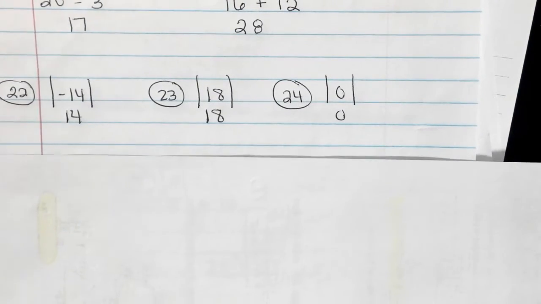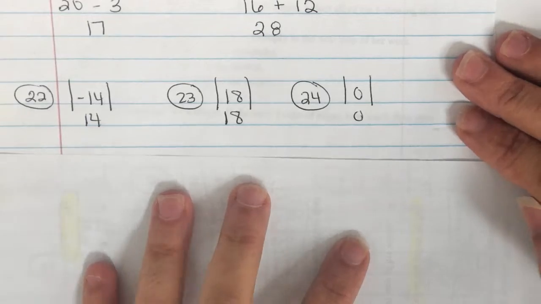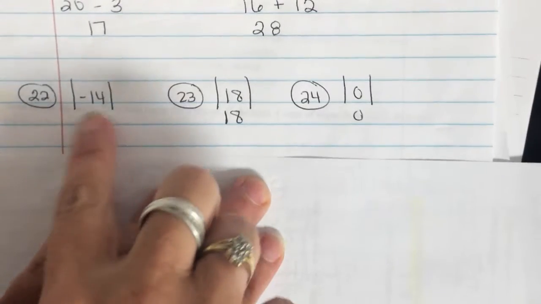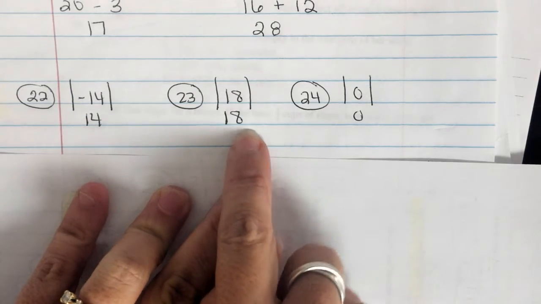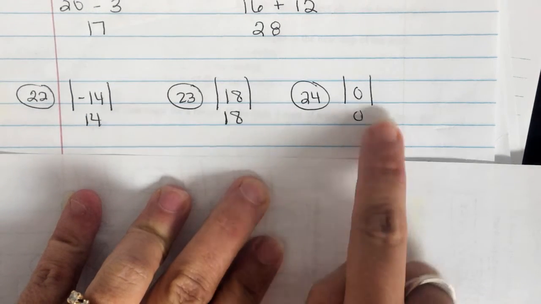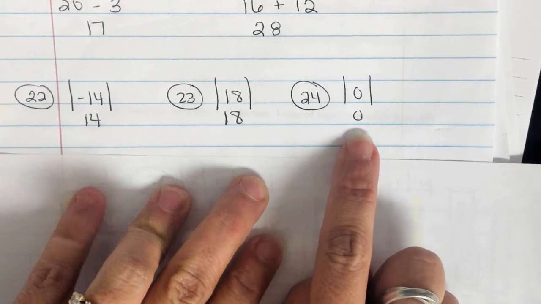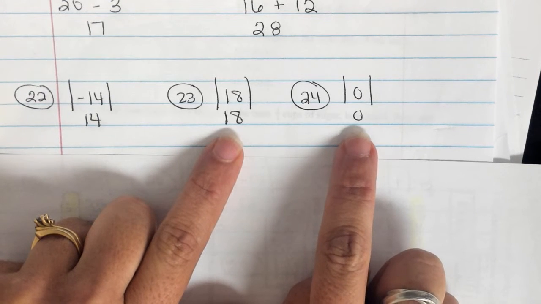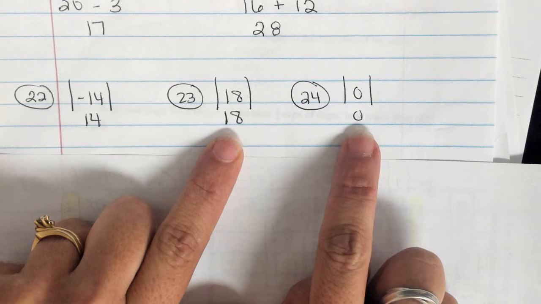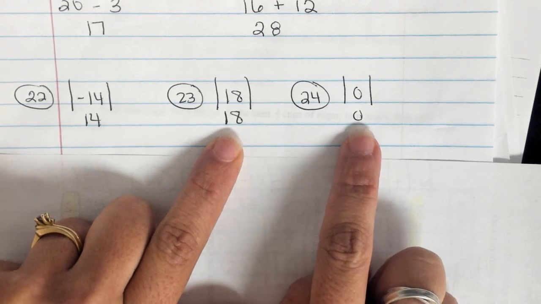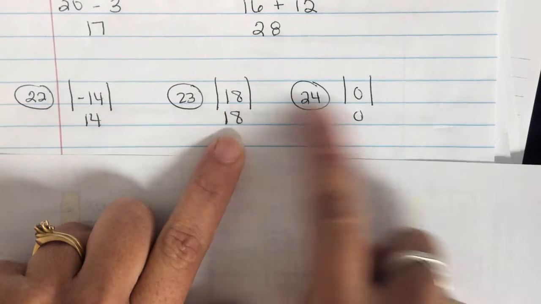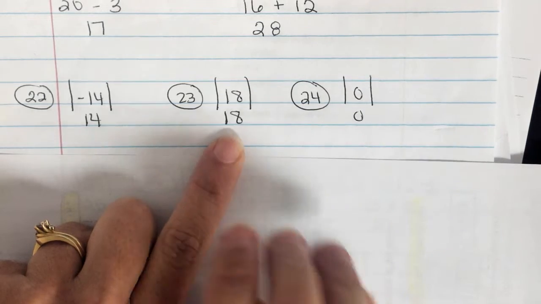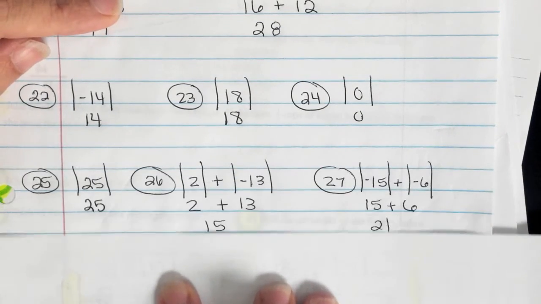Okay. Here is 22 through 24. These were basic. If it is in the absolute value bars, change it to a positive. Change it to a positive. 0 stays 0. Remember, absolute value just means how far is it from 0. Yes. On Friday's quiz, it will have number lines, it will have this absolute value stuff, and then what we do today. It should be easy, yes.